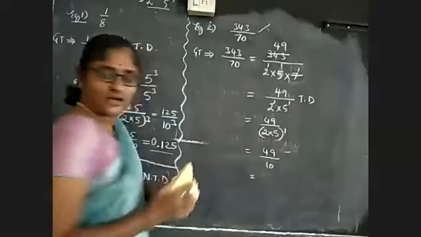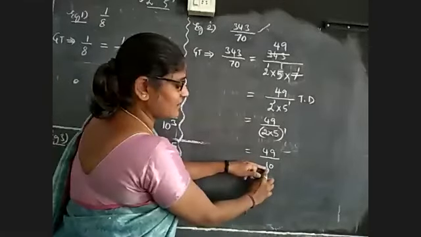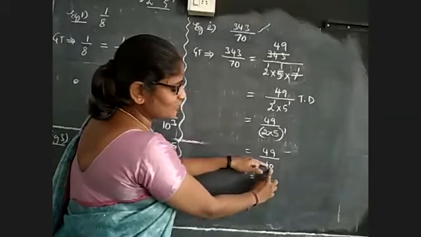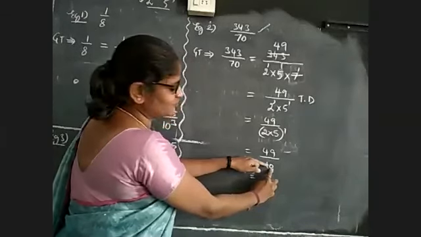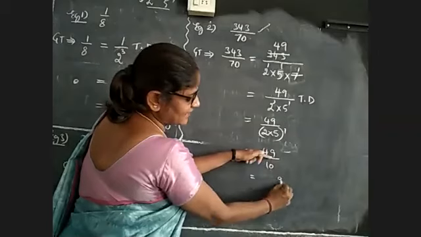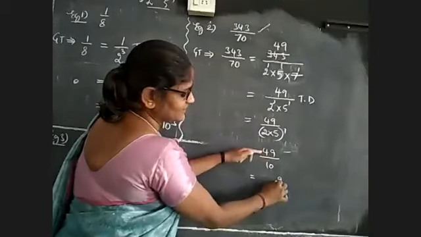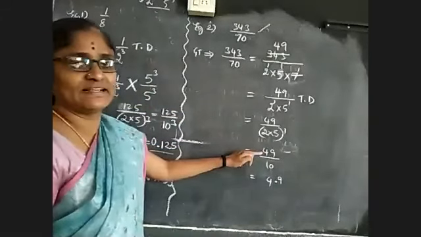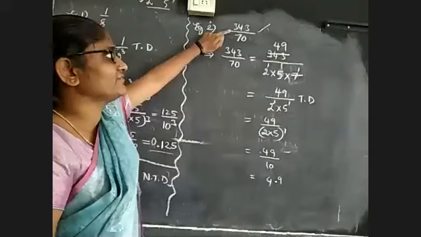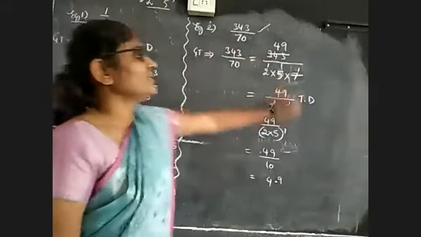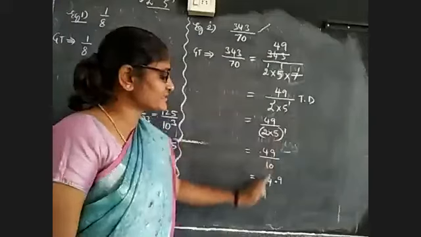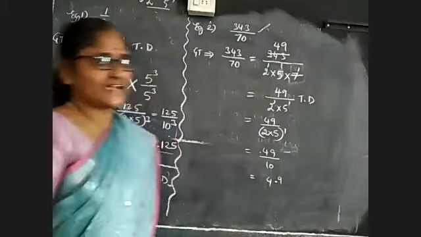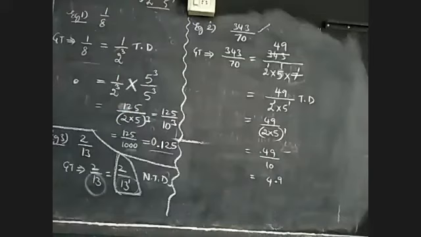It's 10. Now, according to our concept, after the 1 we have only one zero. So move one step from the ones place. What is the ones place digit? It is 9. One step we got, then put a point, then we have 4. So the answer is 4.9. Here, yes, 343 by 70 is a terminating decimal and its decimal value is 4.9. These are the two theorems. For any doubts, first of all, they will verify.